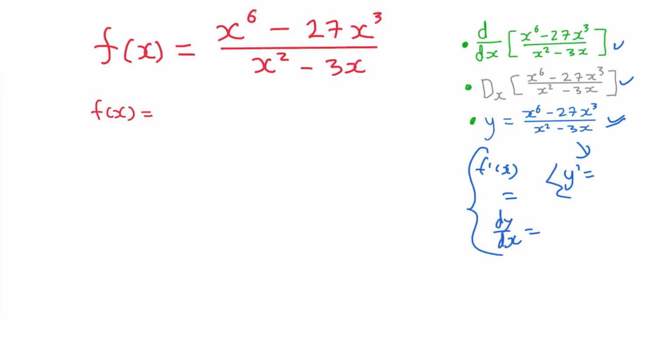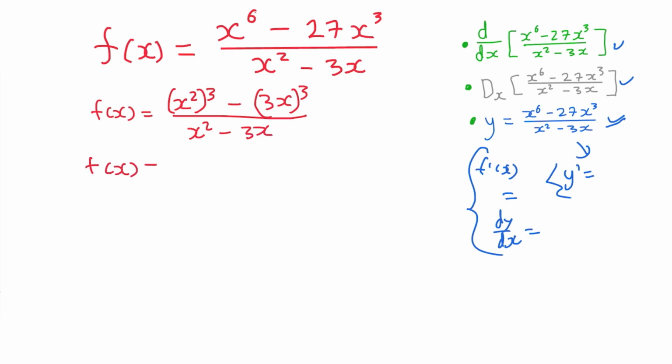So we're going to say x to the exponent 2, all cubed, right? Then minus 3x all cubed, all over x squared minus 3x. Then I'll say f of x again. f of x equals what? Now this is a difference of two cubes.